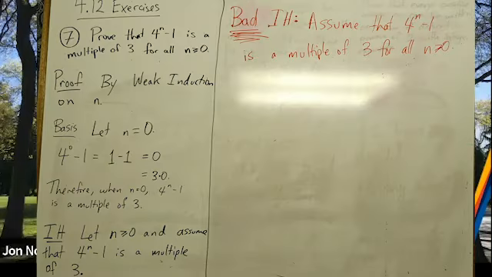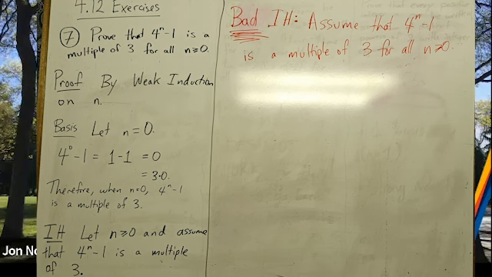So the first example of a bad inductive hypothesis is the following. It says, assume that 4 to the n minus 1 is a multiple of 3 for all n at least 0. This is not good. A lot of people have written this. If you've written something similar in your quizzes or assignments, you're not alone. But everyone who writes this gets a 0 on their inductive hypothesis, okay? It's not even close to correct.